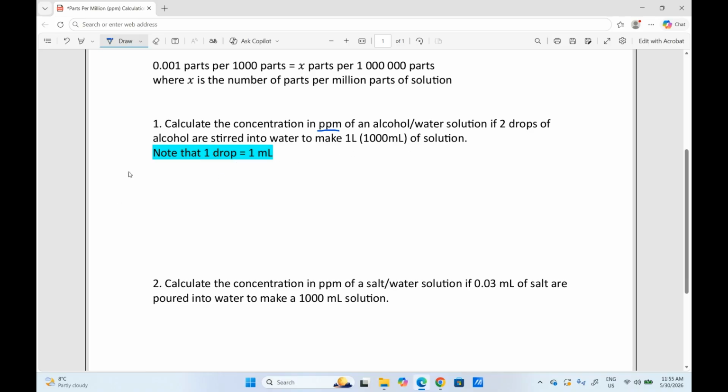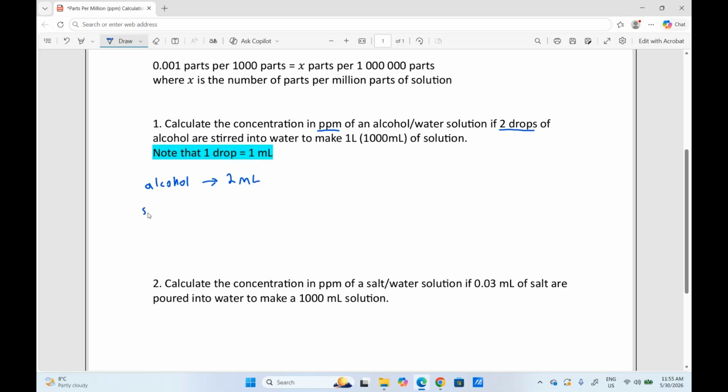So first things first, let's identify our solute here. It's going to be alcohol. And for that alcohol, it has 2 drops, and 2 drops is going to be equal to 2 milliliters because 1 drop is 1 milliliter. So I have 2 milliliters of alcohol.